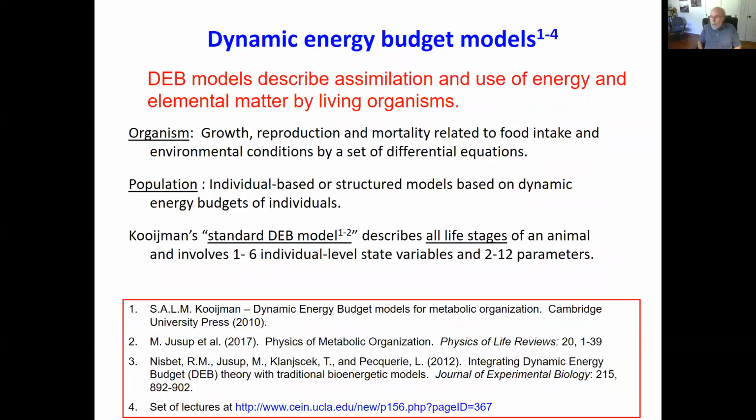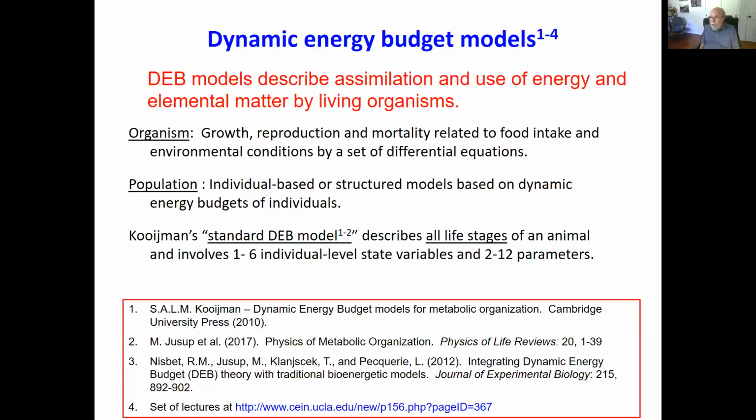Dynamic energy budget models describe the assimilation and the use of energy and elemental matter by living organisms. At the heart of dynamic energy budget modeling, or theory, is a model of a single organism. This model uses a set of differential equations. That's a set of equations that describe changes over time of quantities that relate to the growth, the reproduction, and some components of the mortality of an organism, and they relate these to its food intake and to a set of environmental conditions.